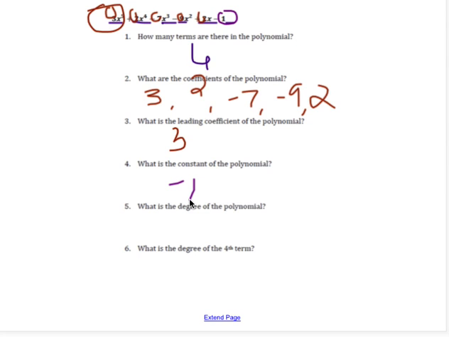What is the degree of the polynomial? The degree of the polynomial is the largest exponent. Well, the largest exponent is 5, so it's a 5th degree polynomial.